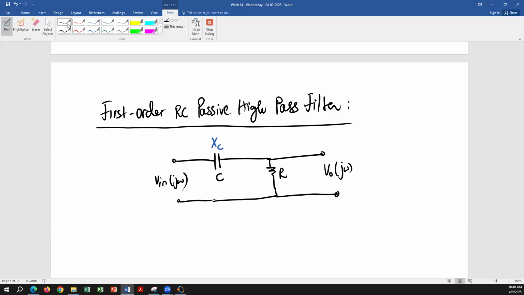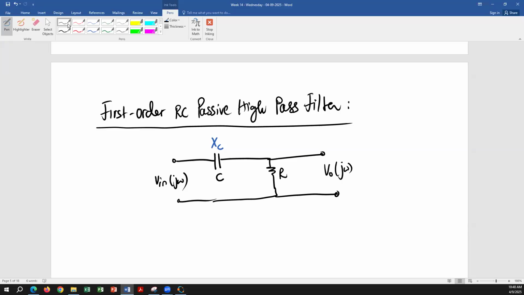Yes, it's very high, it's almost infinity, right? So it's going to be an open circuit. That means no current is going to pass through it. Output will be 0. All the input voltage is going to appear across the capacitor. No voltage is going to be across the resistor. So at omega equal to 0 or f equal to 0, output will be 0.